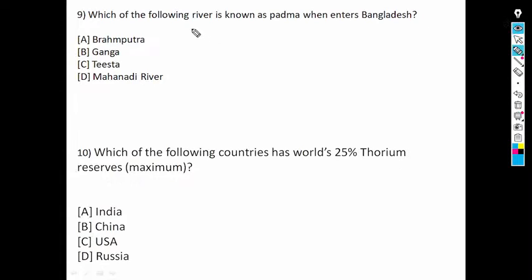Next, which of the following rivers is known as Padma when it enters Bangladesh? Brahmaputra, Ganga, Tista, or Mahanadi. To repeat, which river is known as Padma when it enters Bangladesh? Padma is your Ganga. We'll discuss next.